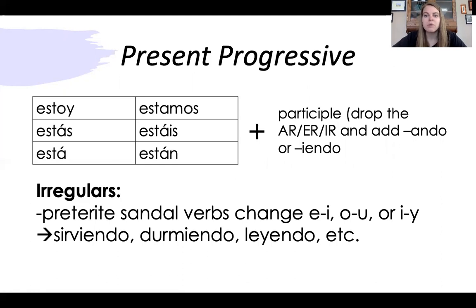You form a participle by dropping the AR, ER, or IR and adding ando or yendo. The only irregulars you have to worry about here are the preterite stem-changing verbs. So these change E to I, O to U, and I to Y. Things like sirviendo, pidiendo, durmiendo, muriendo, leyendo, cayendo, creyendo, verbs like that.